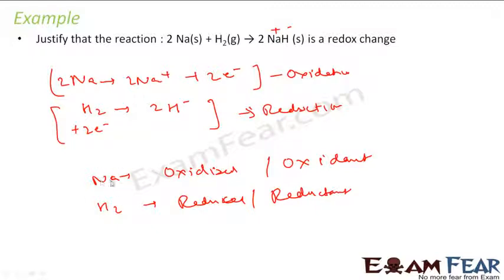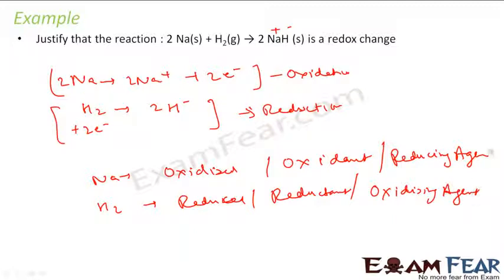Now we see, sodium helped to reduce hydrogen. So sodium is also the reducing agent. And hydrogen helped to oxidize sodium. So this is the oxidizing agent. Please don't get confused here. Reducing agent is the one who gets oxidized and helps the other get reduced. So what is an agent?